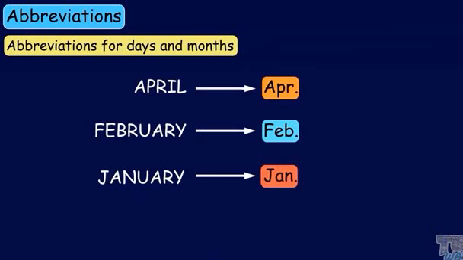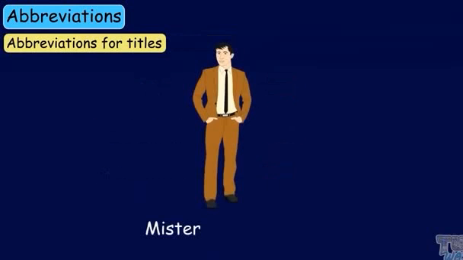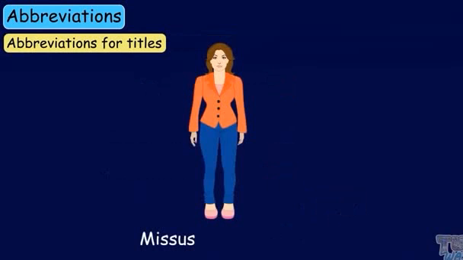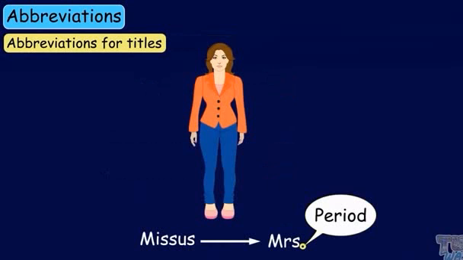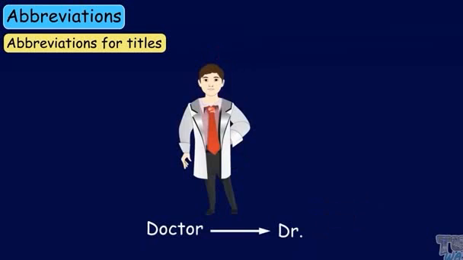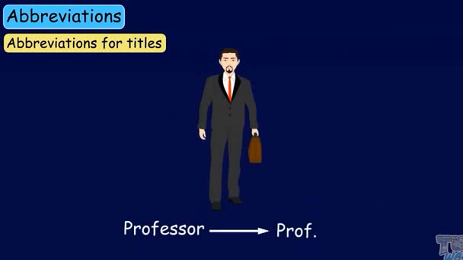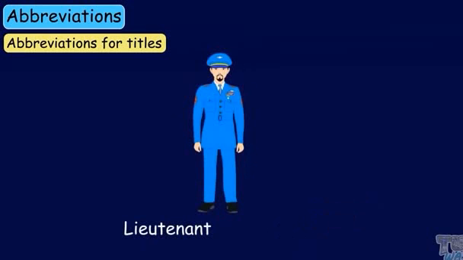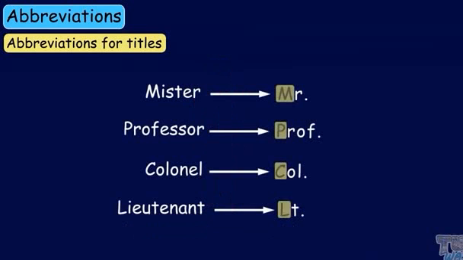Now let's learn some examples of abbreviations for titles. Mr. is written as MR with a period after it. Mrs. is written as MRS with a period after it. Likewise, we have an abbreviation for Miss as MS, Doctor, DR, Professor, Prof, Colonel, Col, Lieutenant, Lt, and there is always a capital letter at the first place.